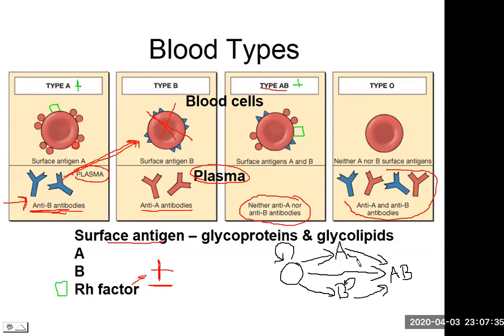A could be donated to other A types. And then AB can only be donated to other AB types. So in terms of the ABO grouping, this is what we see here. But now there's still this issue of RH factor.